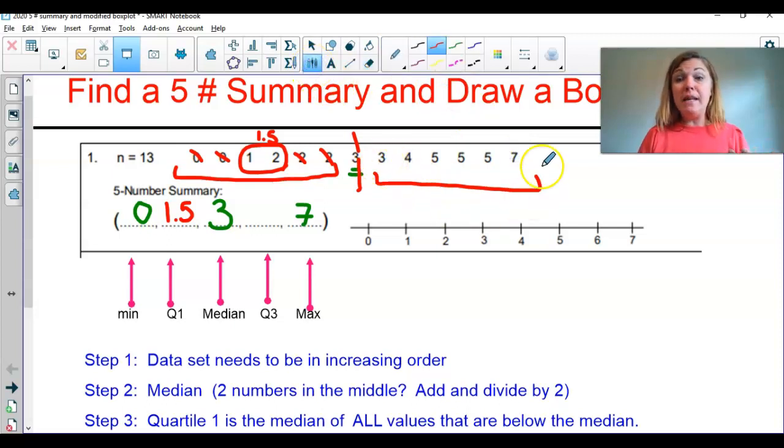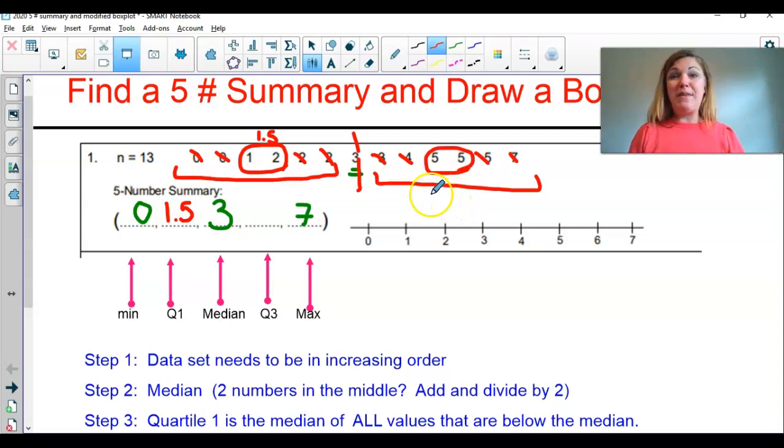I want to find the median of all of these numbers that are above this main median. That's going to give us quartile 3. So I'm going to cross off. Again, I'm stuck with 2 in the middle. I add those up. 5 plus 5 is 10, divided by 2, that gives me 5 again. 5 is quartile 3.